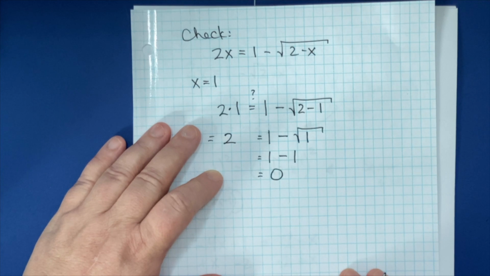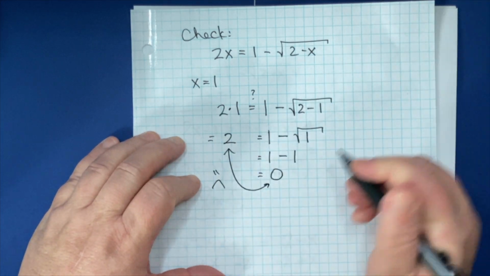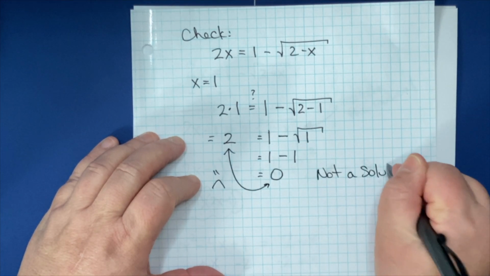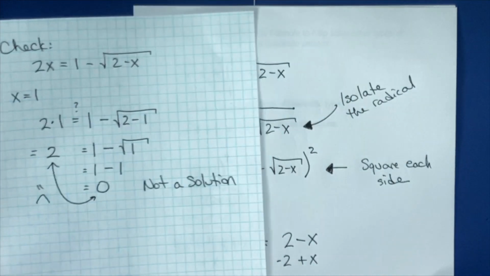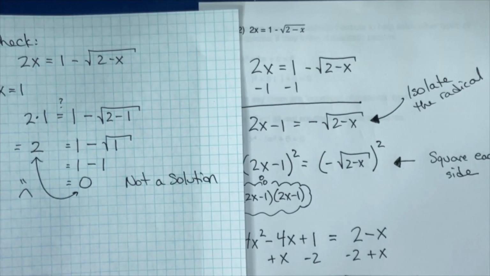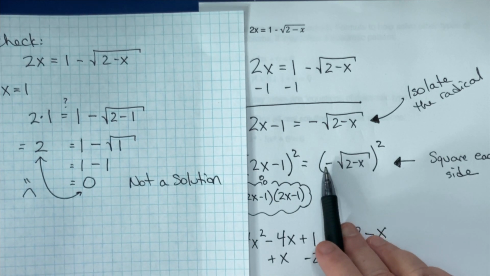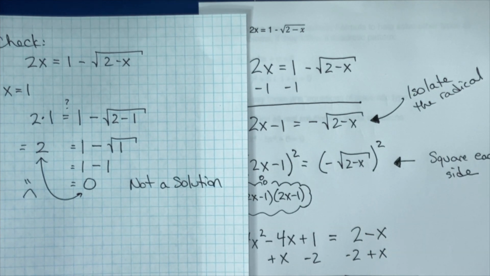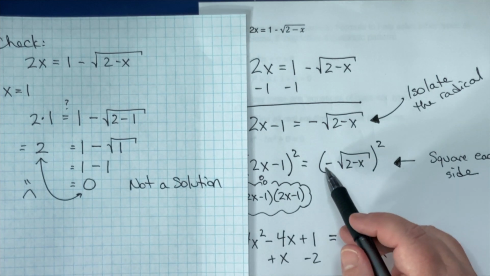What happened? These two don't agree. So this is not a solution. But why? Well, the answer is when you square both sides, remember, there was a point right here where we squared this minus and the minus disappeared. Basically, when we squared it, it became a positive 1. So in effect, the equation forgot whether that was a minus or a plus.